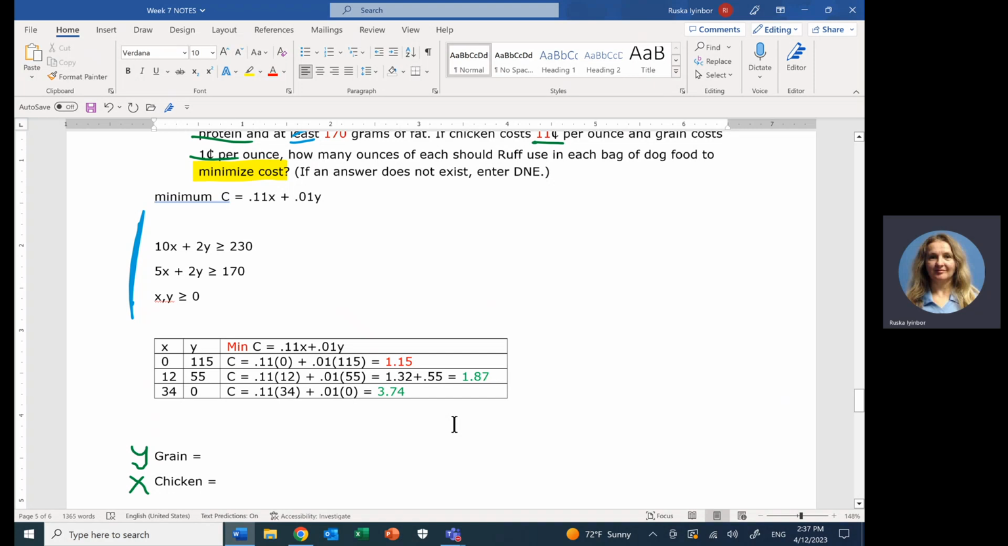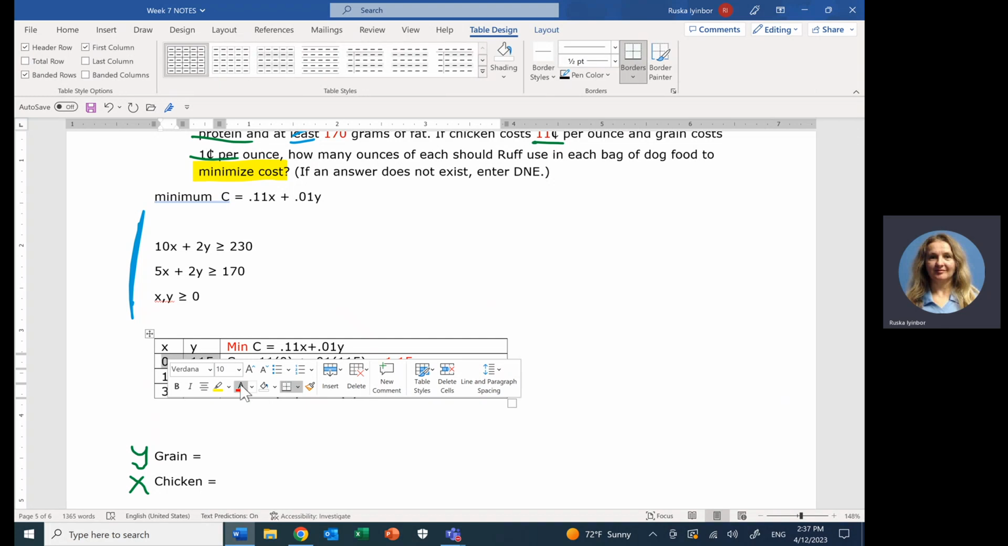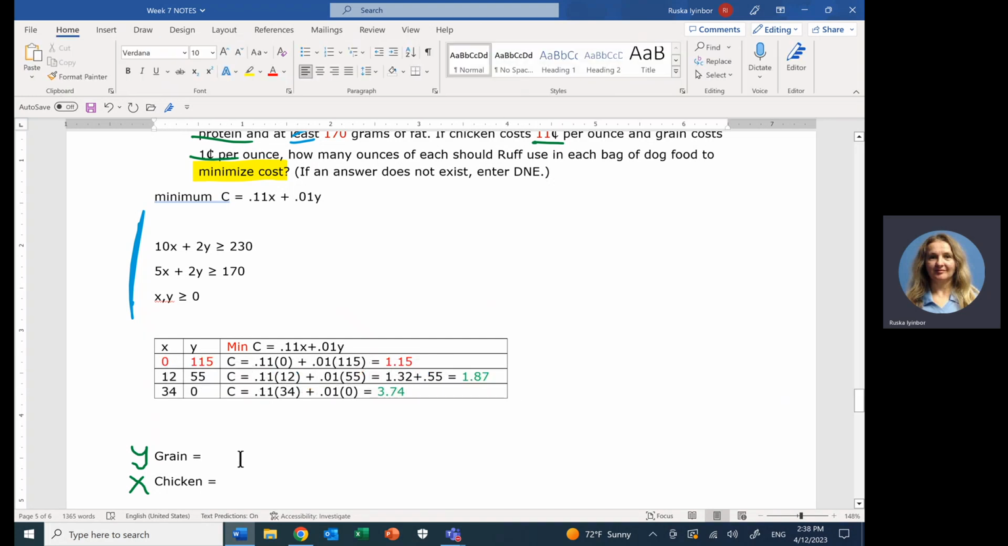Now, they are not asking what is the minimum price. They're asking what is X, what is Y. They're asking how many ounces of chicken and how many ounces of grain you're going to use. That's why I put X and Y in front of the chicken and the grain, because the grain is the Y. So it's going to be 115 grain and 0 chicken, because chicken is more expensive.